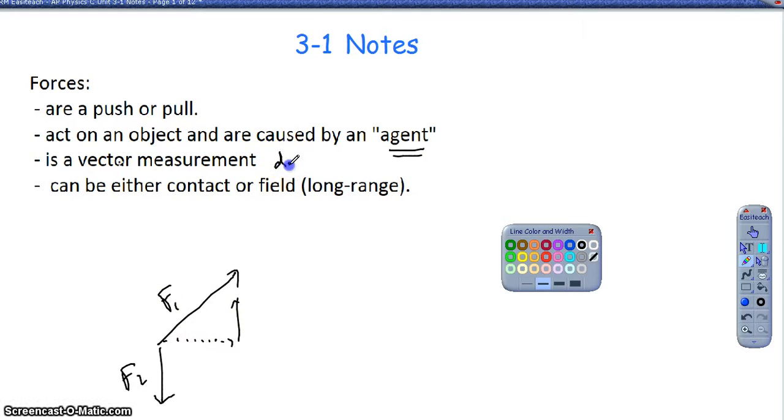It also means we need direction, right? So don't forget the direction as we go through a lot of these problems. And then finally, they can be either contact or field forces. The most common field forces that we see are gravity, and then the electromagnetic force, which is the electric force that we dealt with a little bit at the end of last year, and we'll see again moving forward this year. Contact forces are obviously those direct pushes or pulls through tension or direct contact on an object.